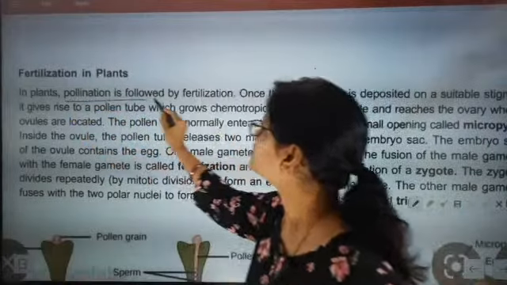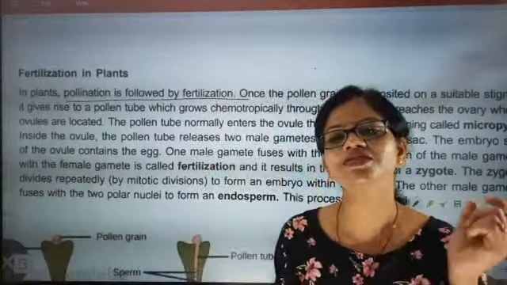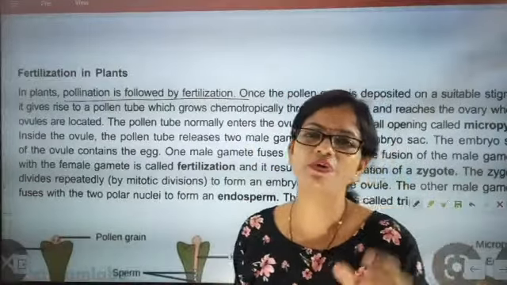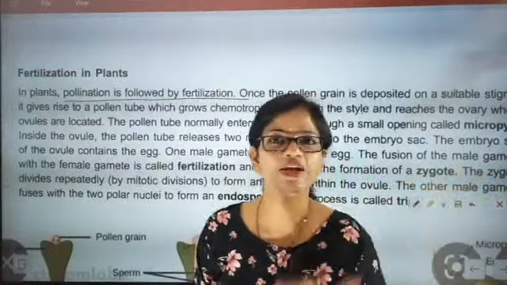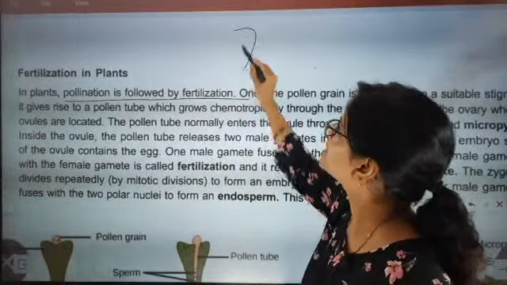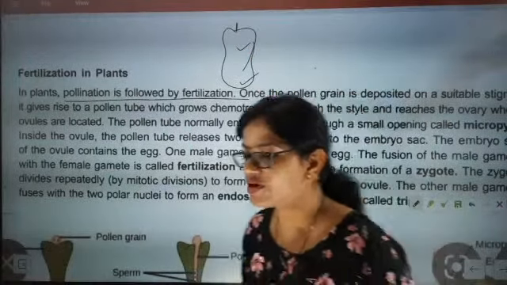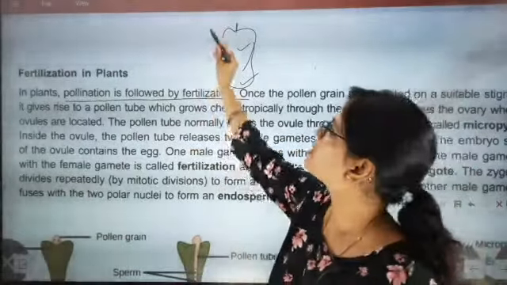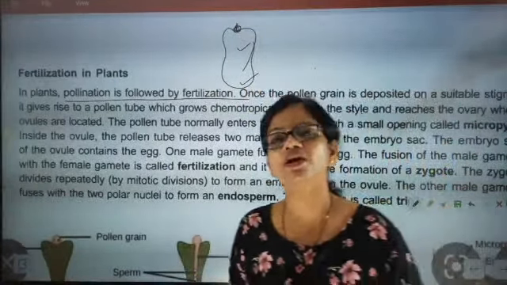In plants, pollination is followed by fertilization. First, pollination will be there. What is pollination? The sticking of the pollen on the stigma of the carpel. The carpel, the female part of the flower, contains stigma, style and ovary. So first, beta, the pollen grains coming from the anther will stick to the upper region, the stigma. This process of sticking is called pollination.